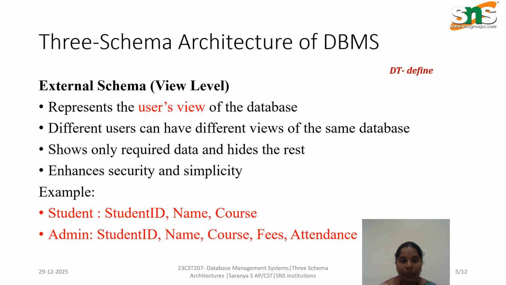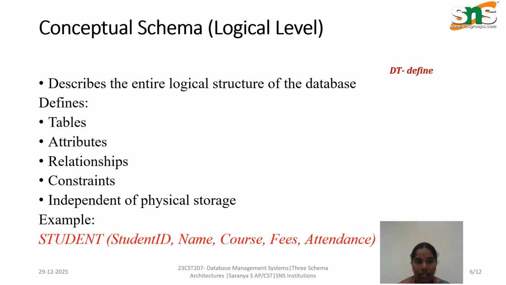For example, for a student, the view is the student ID, name and courses, and for an admin, the view is the student ID, name, course, fees and attendance. These are the external level of the three-schema architecture.